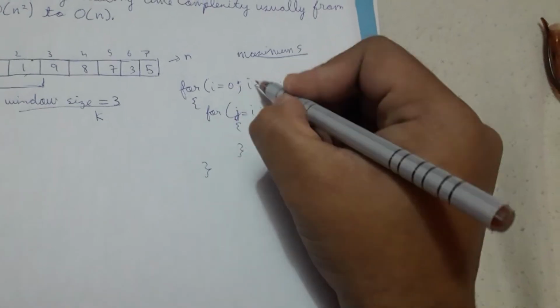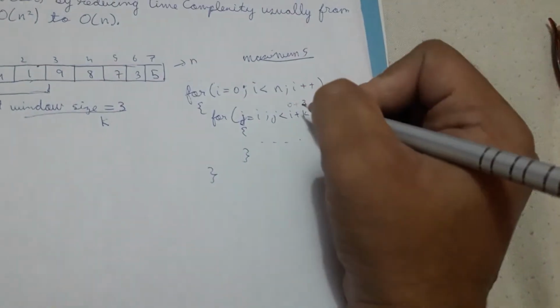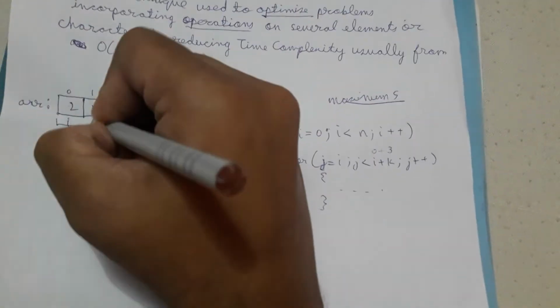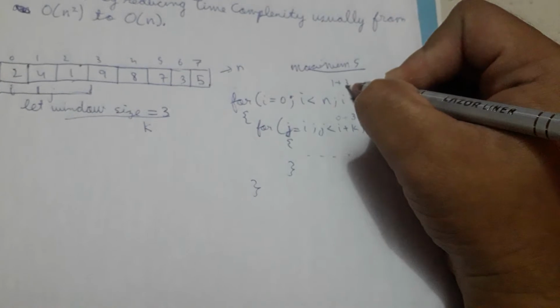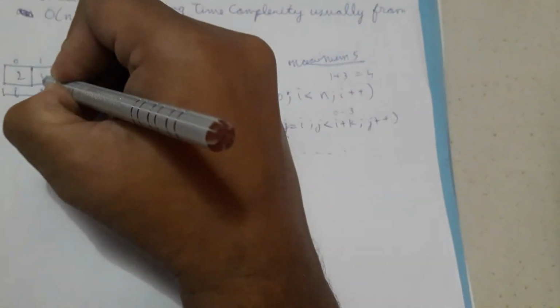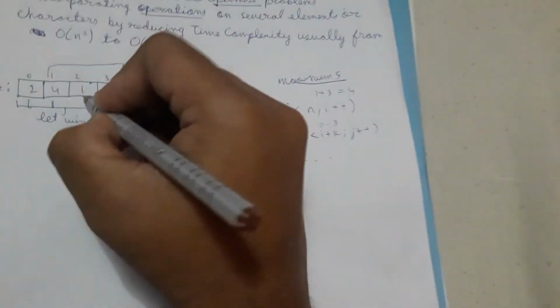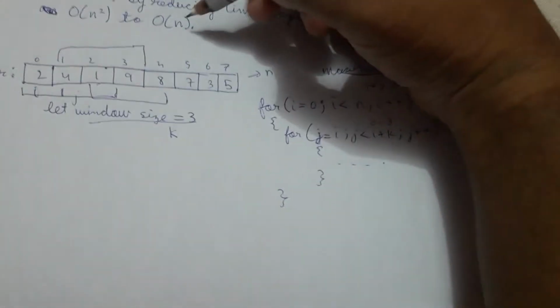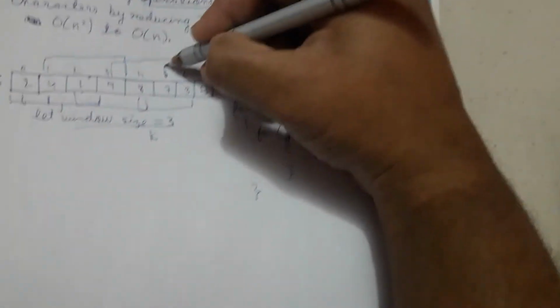Each time I gets updated. If I is initially 0, after the inner loop has been executed, I would update to 1, j will also update to 1, and j would go up to 1 plus 3, which is equal to 4. So you see the window would be updated up to here, and this would go on, and so on, to the last one.